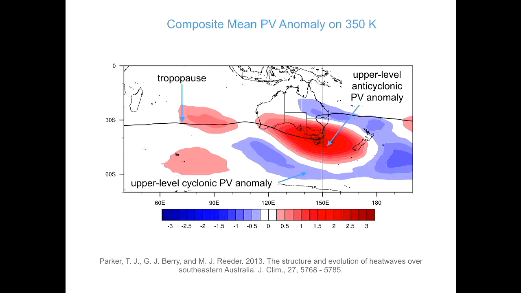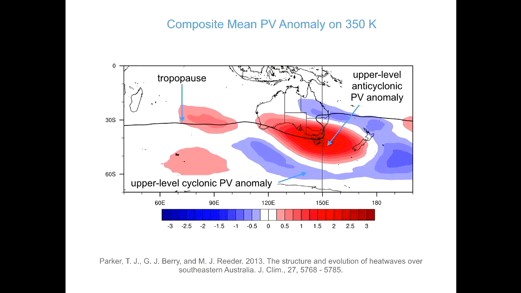The other thing to notice is I'm talking a lot about what's going on at upper levels, where you think, shouldn't we be talking about what's going on at the surface? We're talking about heat waves. We'll come back to that in a moment. There's a great focus in the theory of heat waves on the upper levels and not the surface. Come back to that later on.